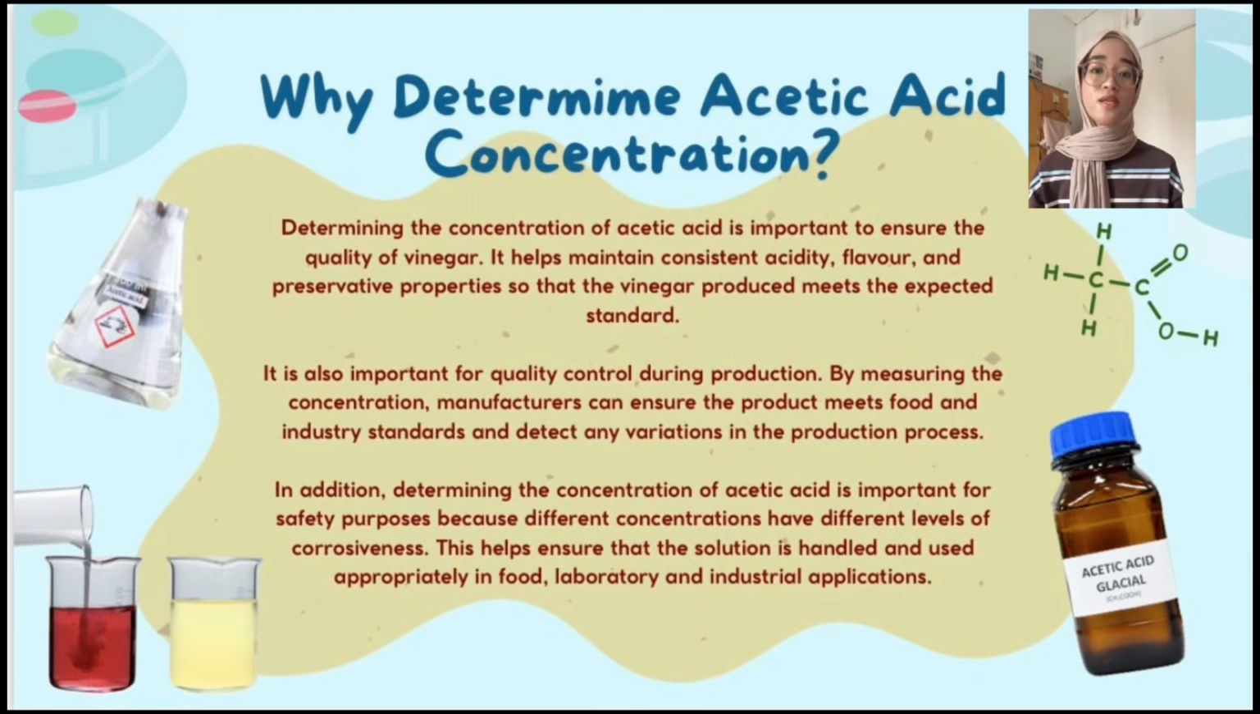In addition, it is important for safety because different concentrations have different levels of corrosiveness. So knowing the exact concentration helps ensure proper handling and use. In conclusion, vinegar and acetic acid are important in both daily life and industrial applications, and measuring its concentration is essential for quality, safety, and consistency.